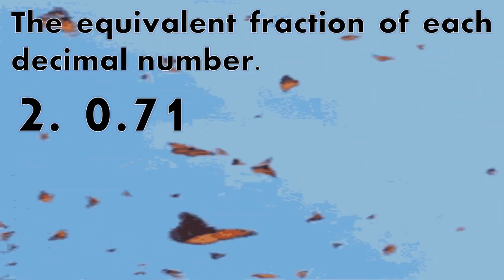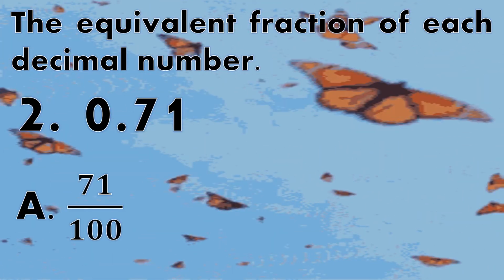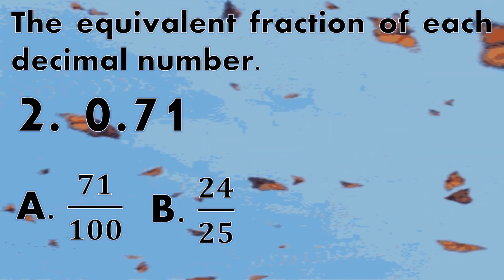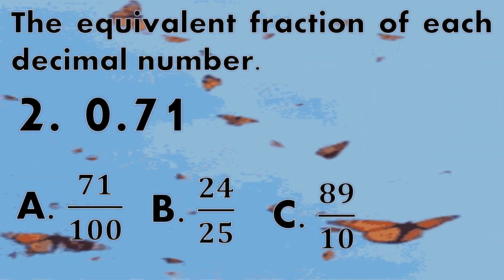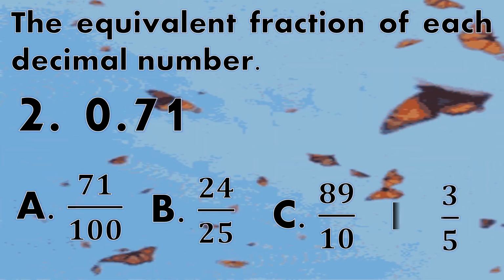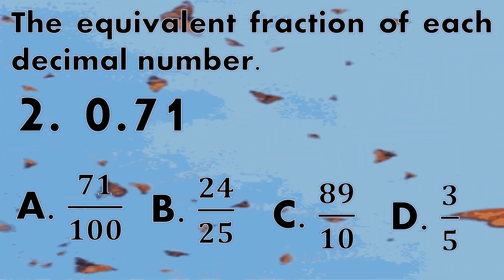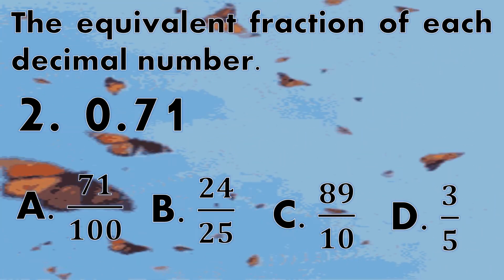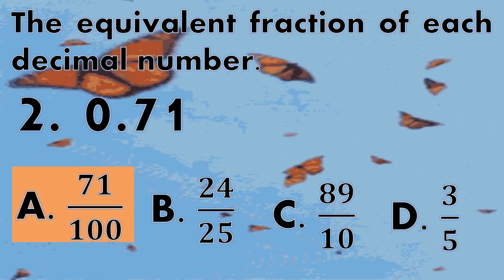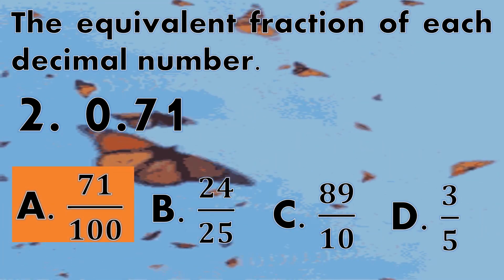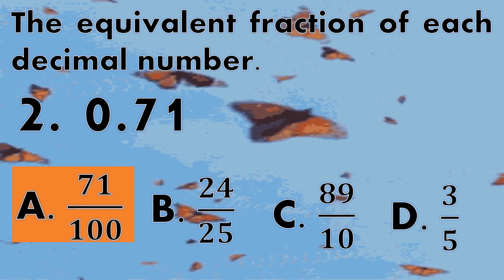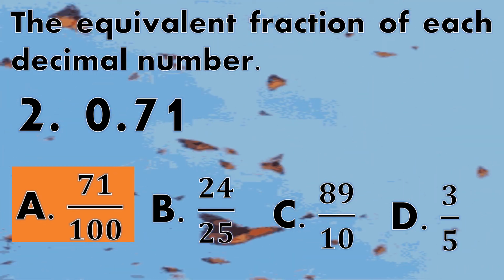For number 2, 71 hundredths. Is it A, 71 over 100? B, 24 over 25? C, 89 tenths? D, 3/5? What do you think is the answer? Of course, letter A, 71 over 100, because 71 is a prime, so we cannot simplify that fraction.